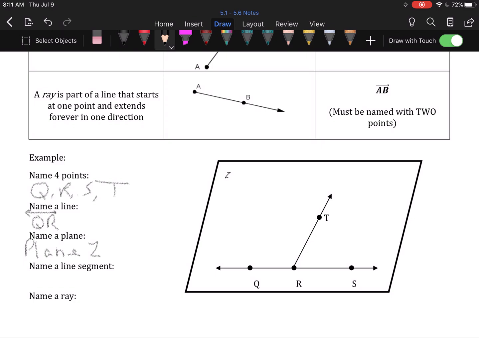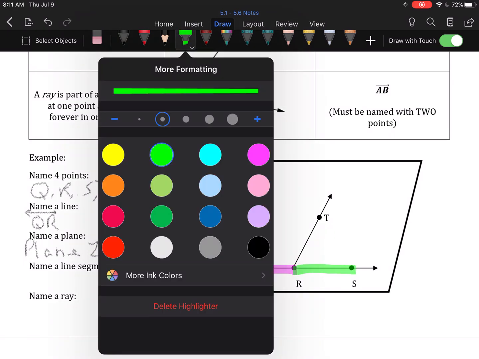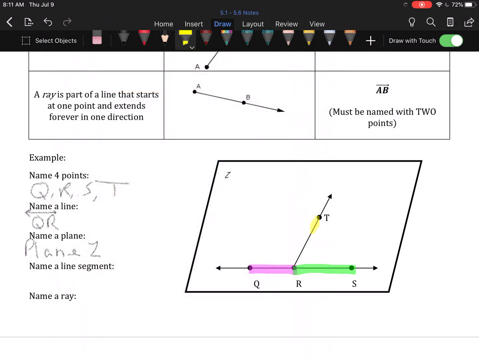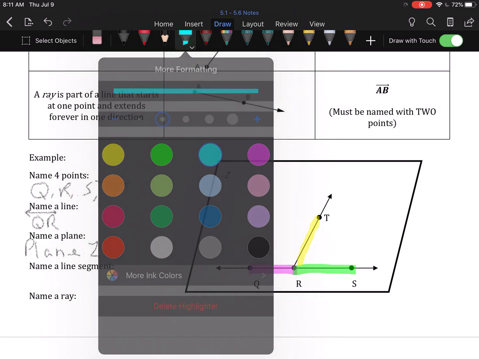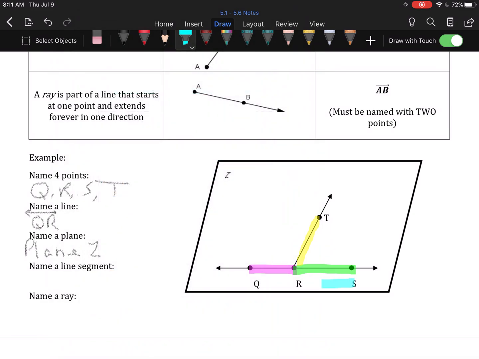Naming a line segment, so here's one line segment, here's a line segment, here's a line segment, and I'm going to do it underneath, here's a line segment. There are 4 line segments on this diagram. Doesn't matter which one you want to use. So I'm going to name segment QS. Just name one of the 4.